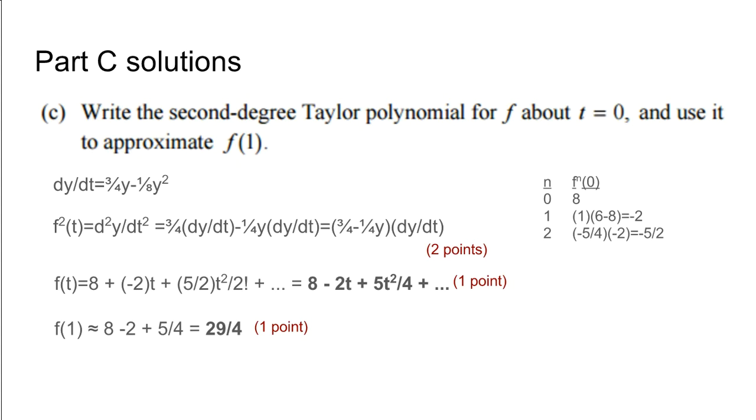First, implicitly differentiate the differential equation that you are given. Note that you don't really need to simplify d squared y over dt squared. You don't have to substitute in the given differential equation for dy over dt here, because you're already going to be calculating that value in this step.